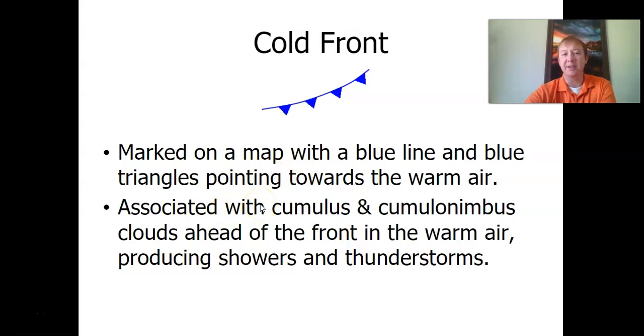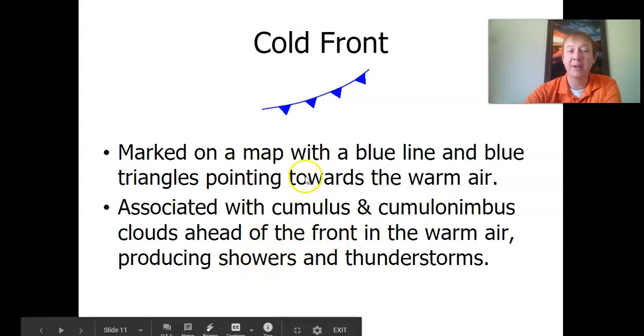A lot of times the clouds we see with this are cumulus or cumulonimbus clouds. Remember, cumulus clouds are those big puffy clouds that extend vertically, higher in the air. When we add nimbus on, it means rain, so they're basically big fluffy clouds that produce rain. Normally these are at the head of the front, on the warm air side, and this is where we get showers and thunderstorms.